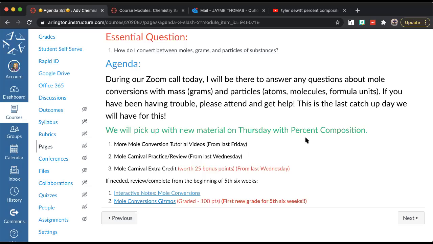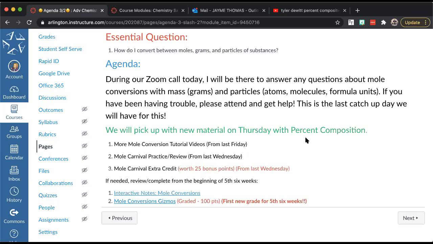NASA uses it to calculate how much rocket fuel they need, or how much oxygen they need for the people going into space. Bakers, people that do cooking and baking, use it because you're calculating how much of something you can produce. They use it in industrial applications, in manufacturing. They use it in medical applications. People that do scientific research to develop drugs and things like that use it.